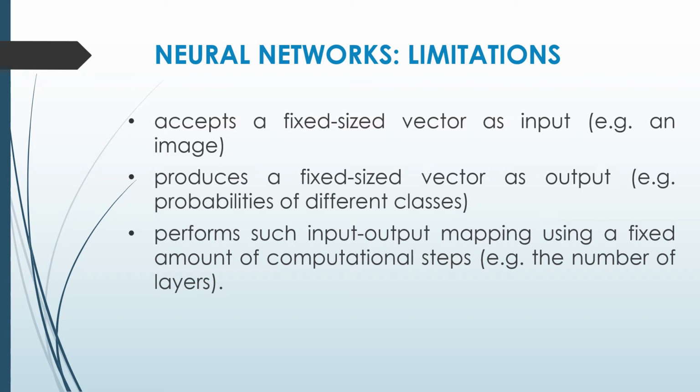Feed-forward neural networks have several limitations due to their architecture. First, they accept a fixed size vector as input, for example an image. Second, they produce a fixed size vector as output, for example probabilities of different classes. Third, they perform the input-output mapping using a fixed number of computational steps, for example the number of layers. These limitations make it really hard to model time series problems, when inputs and outputs are real valued sequences.